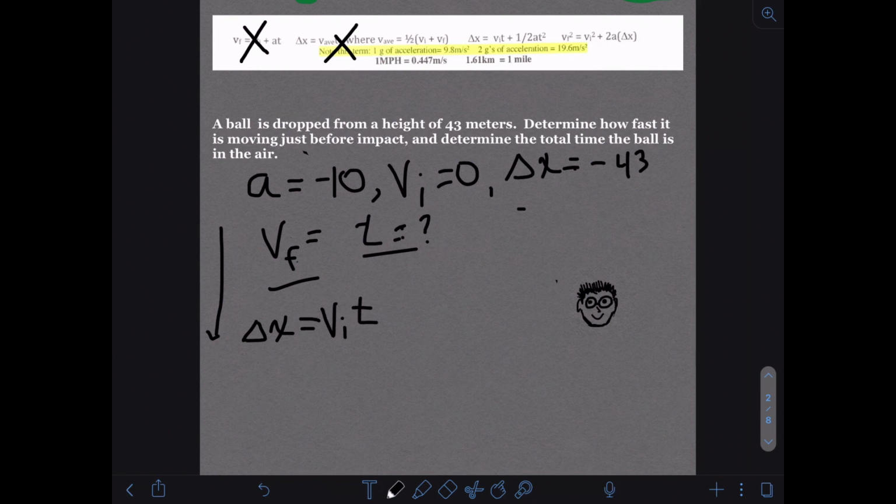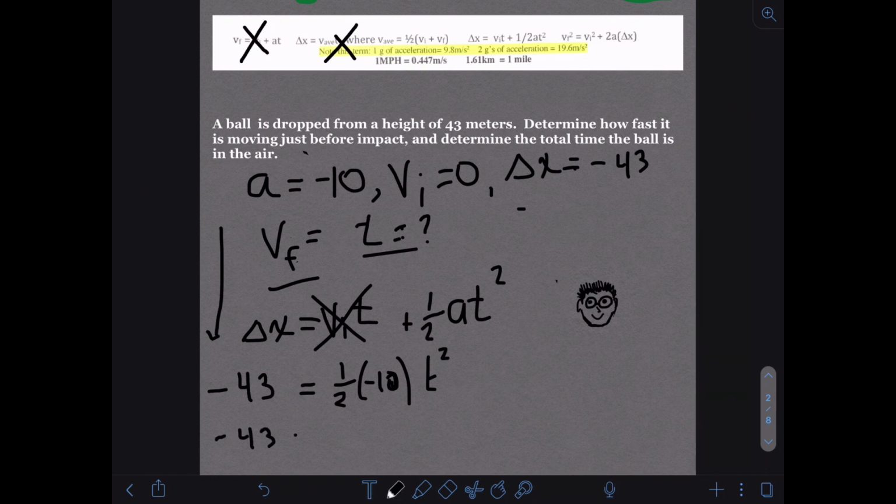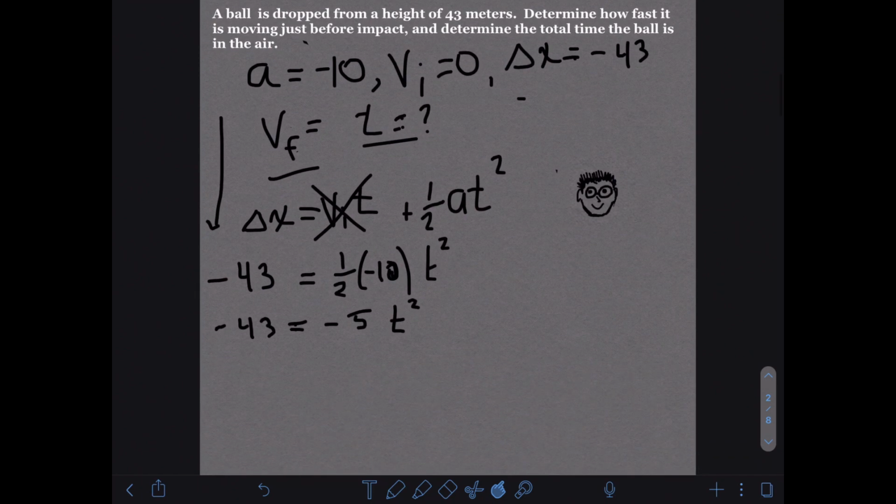I'm using equation 3 now. VIT plus 1/2 AT squared. Well, I know this thing is falling 43 meters, minus 43. My initial velocity is 0, so that's gone, nice and easy. Now start to notice this, guys. 1/2 times the acceleration of gravity. You're always going to get a minus 5 out of this term. Always going to happen. And then t squared. So we have minus 43 equals minus 5 t squared.